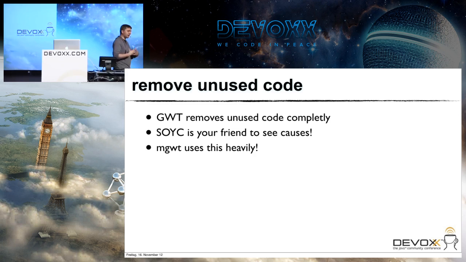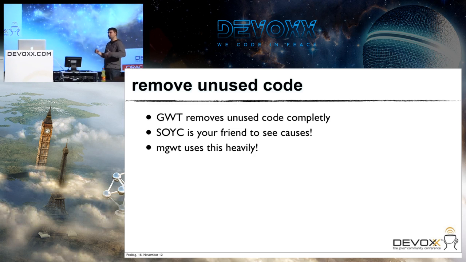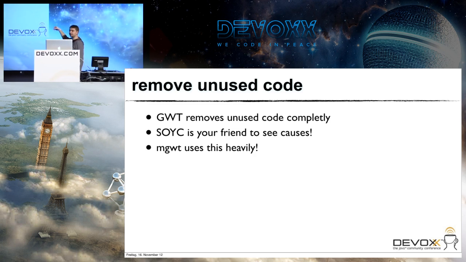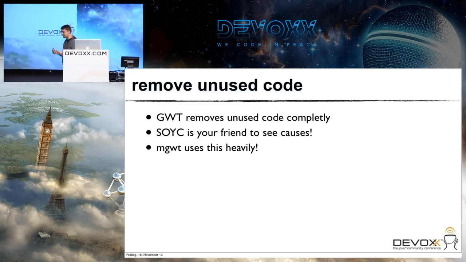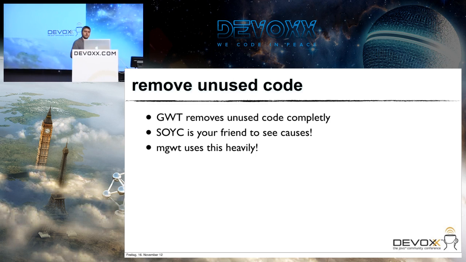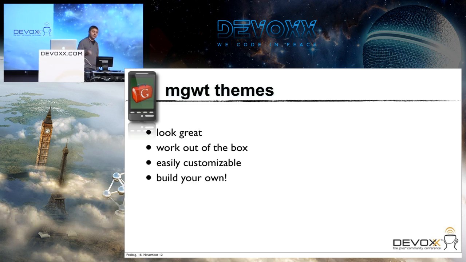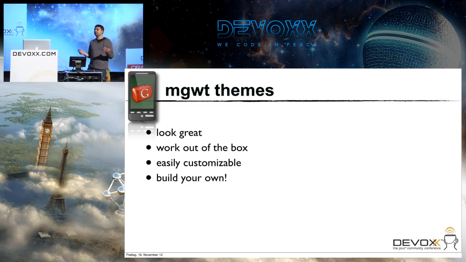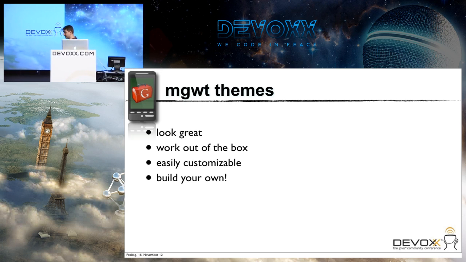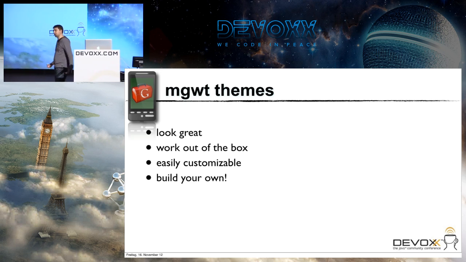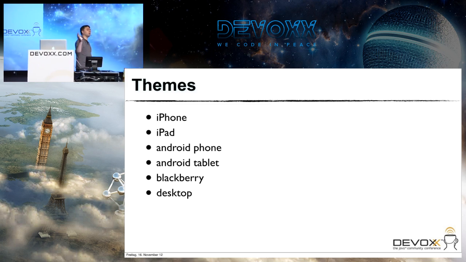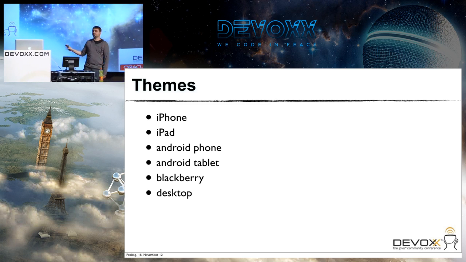If you're using a GWT application and want to get a good grasp of what's actually ending up inside your output and what's not, the story of your compile is your friend. And we use that heavily to make sure that everything that can be compiled out, if you're not using it, is compiled out, even with CSS. This is why we're using CSS resources for mgwt themes. They look great out of the box. They can be easily customized, but you have to use that special GWT syntax. And if you're just getting started, there are a lot of different themes for the iPhone, iPad, Android tablets, and so on and so forth.